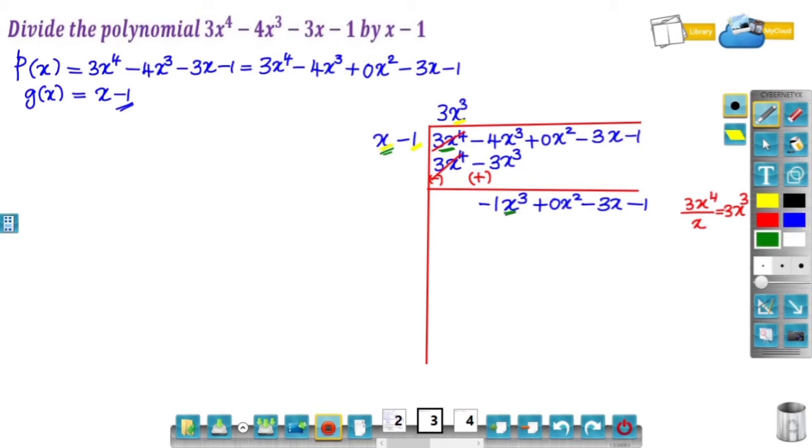Now again the same method. Divide the first term by the first term. Minus 1x cube by x, that is minus 1, x to the power 3 minus 1 is 2. Now write minus 1x square in the quotient.